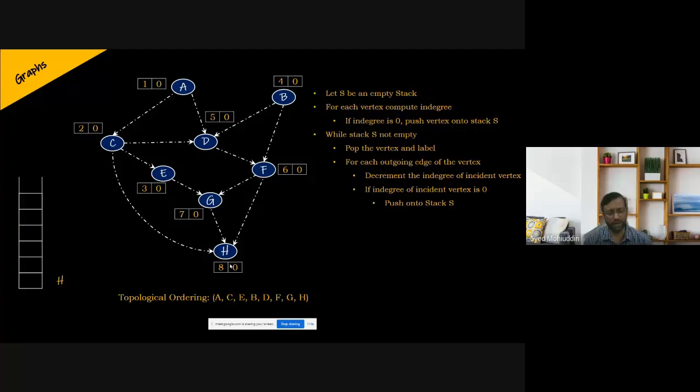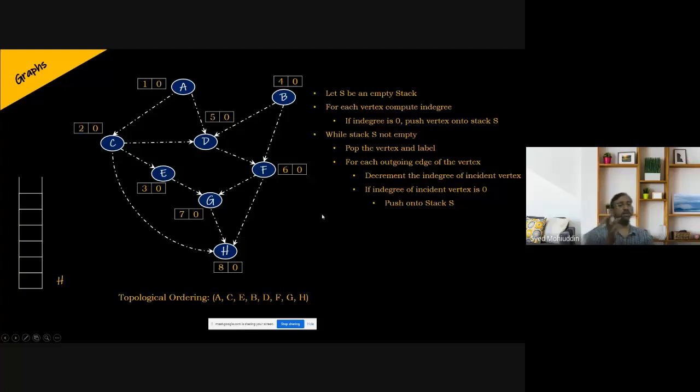So we have the topological ordering as A, C, E, because we now have to follow the labels which we have given for each vertex. So A is 1: A, C, E, then B, that is what I have, B, D, F, G, and H. This is the topological ordering for this graph.